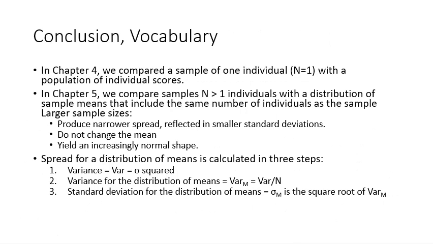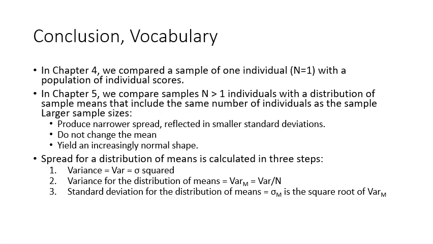So, in conclusion, in Chapter 4, we compared a sample of one individual, n equals 1, with a population of individual scores. In Chapter 5, we compare samples greater than 1 individual with a distribution of sampling means. And those means are the same size, the same number of individuals as in the sample. And we know that larger sample sizes produce narrower spread, resulting in smaller standard deviations. They don't change the mean, and they yield an increasingly normal shape. The larger the sample, the more normal the shape of the distribution.